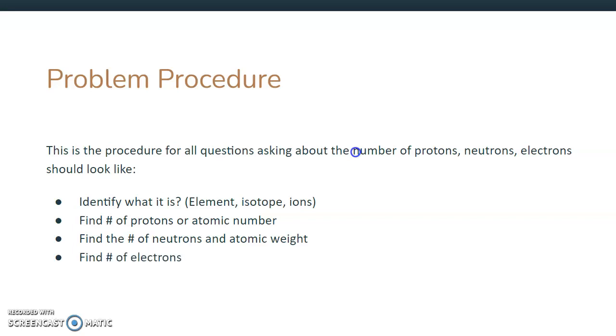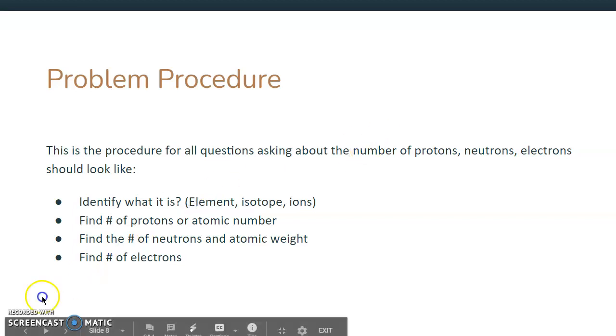A lot of the times, the number of electrons is equal to the number of protons, but in ions, it's a little different. So we have to be very careful around ions. We're going to do a lot of practice with these, so do not worry. But if you have questions, please let me know.